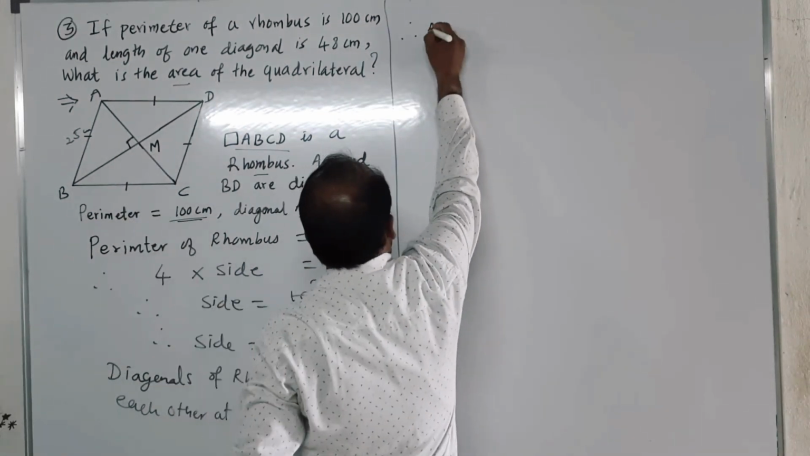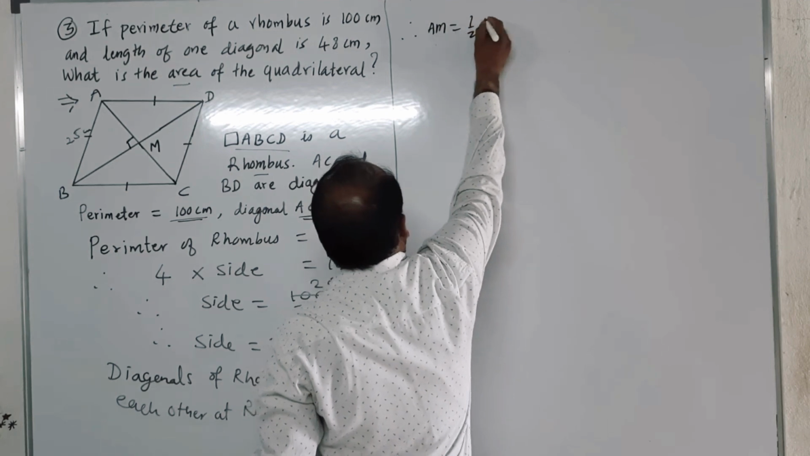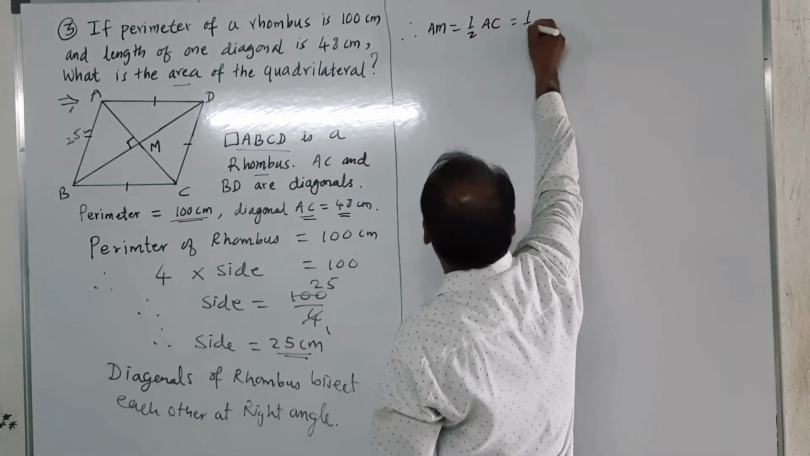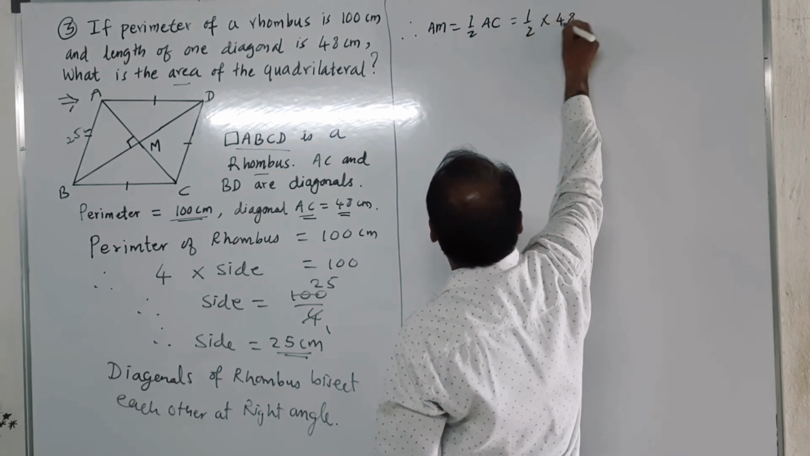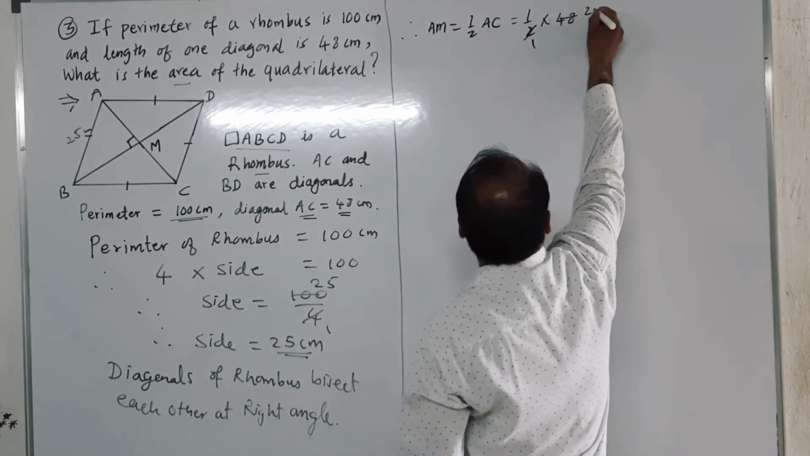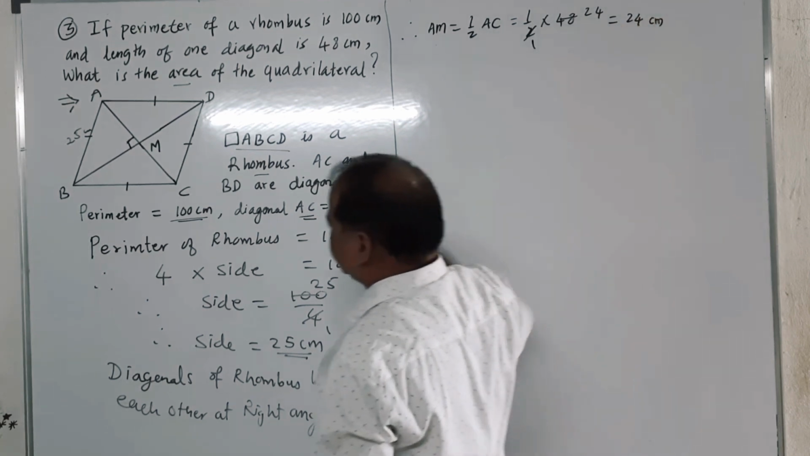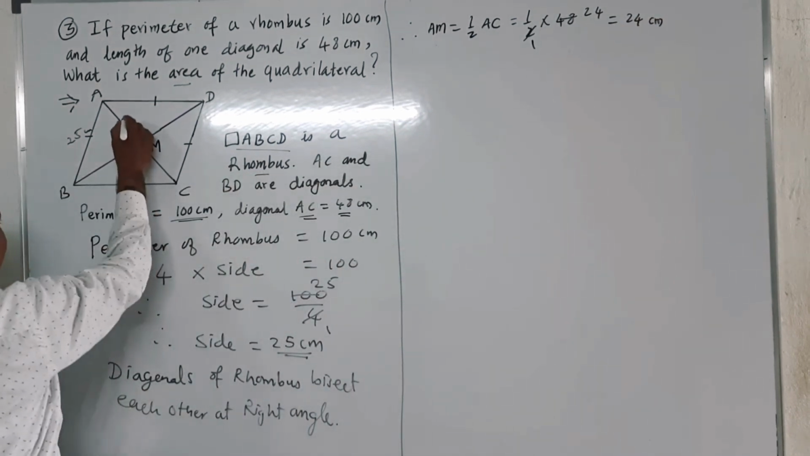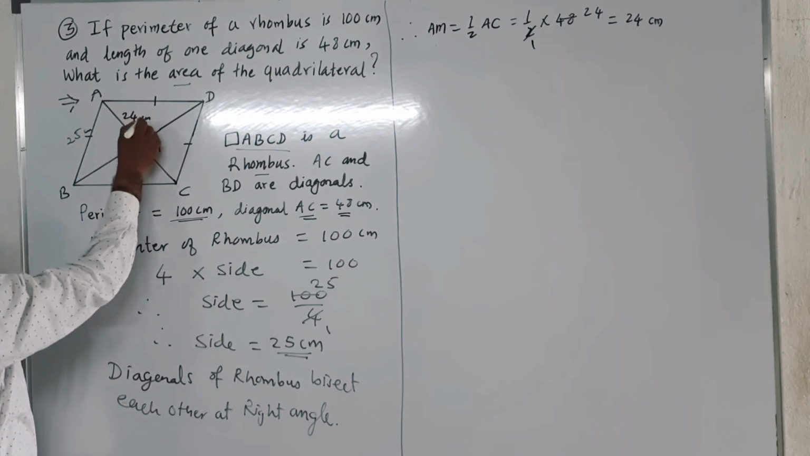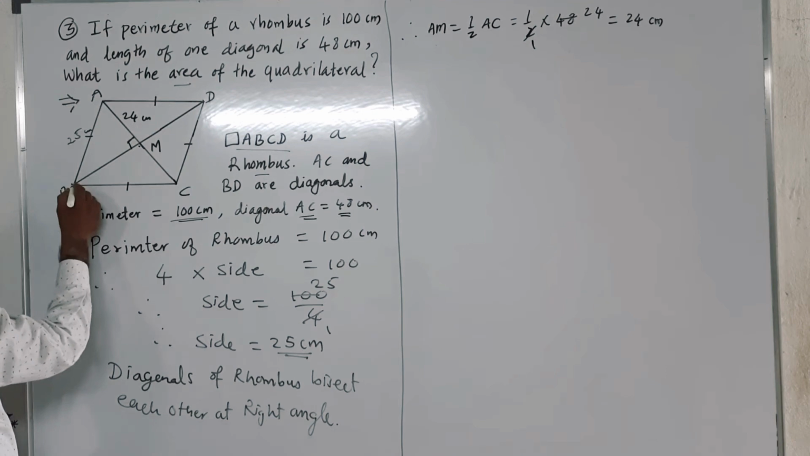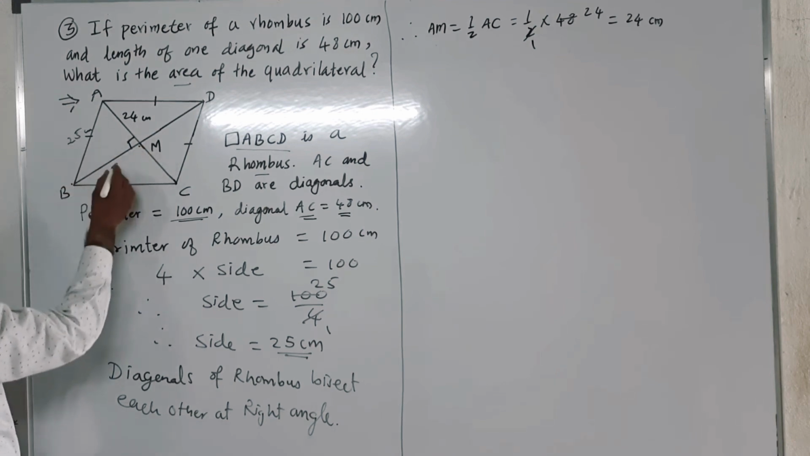AM is equal to 1 upon 2 the length of AC, as diagonals bisect each other. Therefore, 1 upon 2 into 48, 2 2s are 4, 2 4s are 8, that is 24 centimeter. Length of AM is 24 centimeter. AM is 24, AB is 25. We have to find BM.